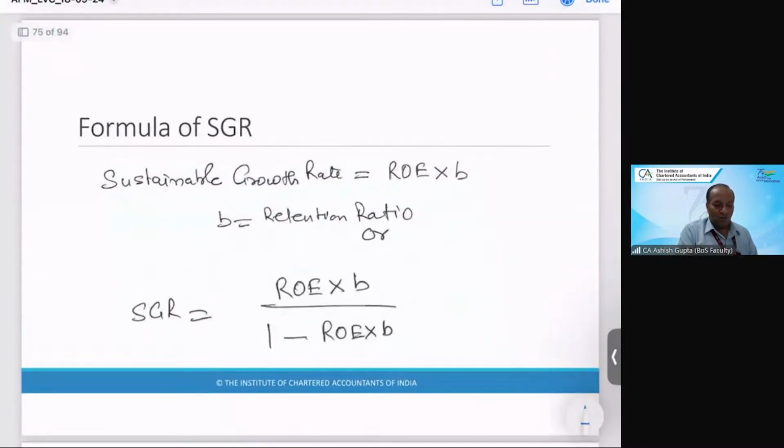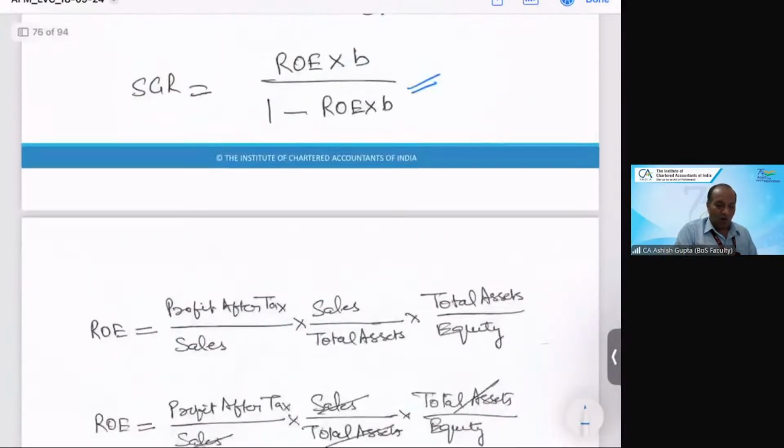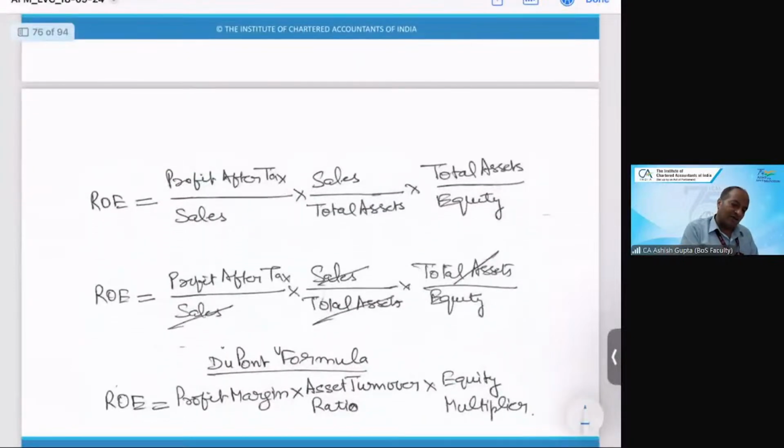The formula for computing the sustainable growth rate is simple. That is ROE into B, where B means the retention ratio, or another version of the same formula that we have used earlier can also be used here. Now, how do we compute the return on equity? Very simple. If you recall, this formula is also called the DuPont formula, that you have covered at your intermediate level.